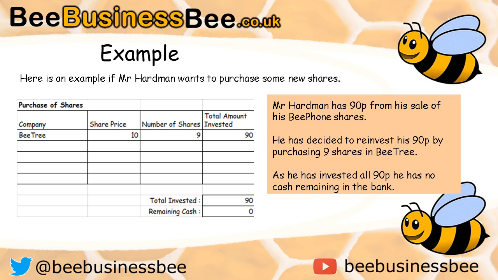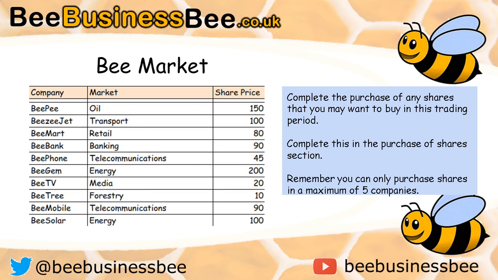So as you can see there, Mr. Hardman chose to spend all of his cash in buying those BeeTree shares. What we advise you do now is pause the video now and use the current share prices in the bee market to purchase any new shares you wish to. Remember, it can only be a maximum of 5 companies, and you need to ensure that you record your share purchases in your student share pack. Pause the video now.